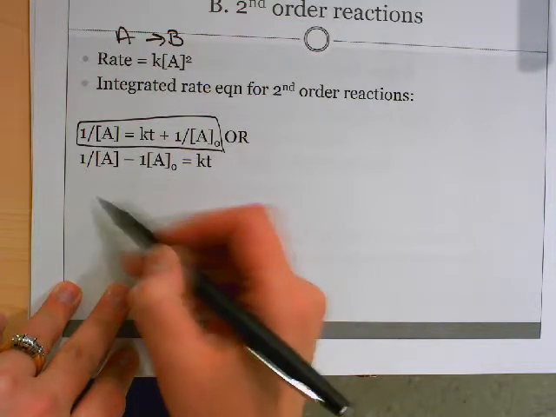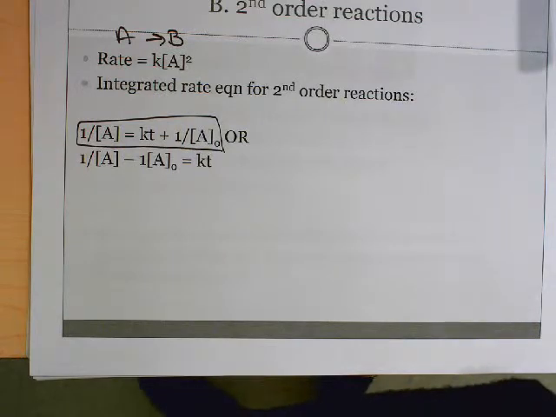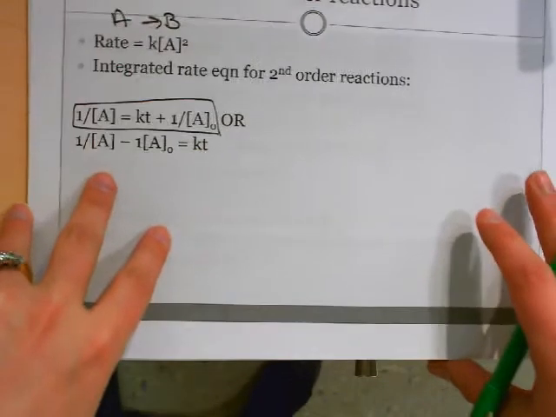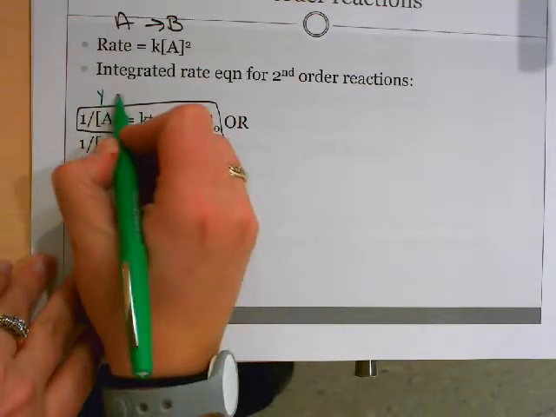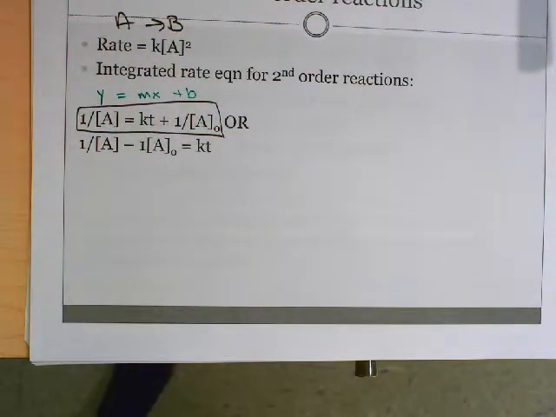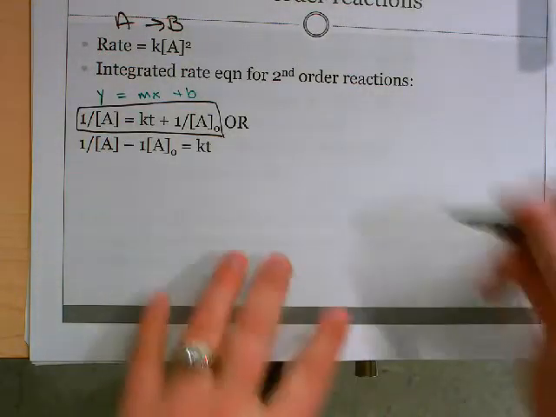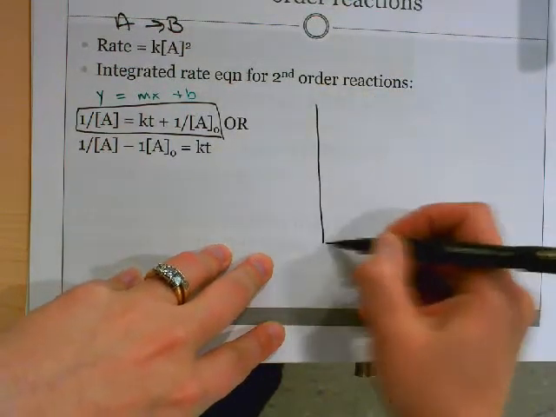One has all the A's on one side, and the reason I prefer the one that is boxed is because if I write it that way, I can make a graph. So if I write it that way, we'll get started, right? We definitely have to have that.